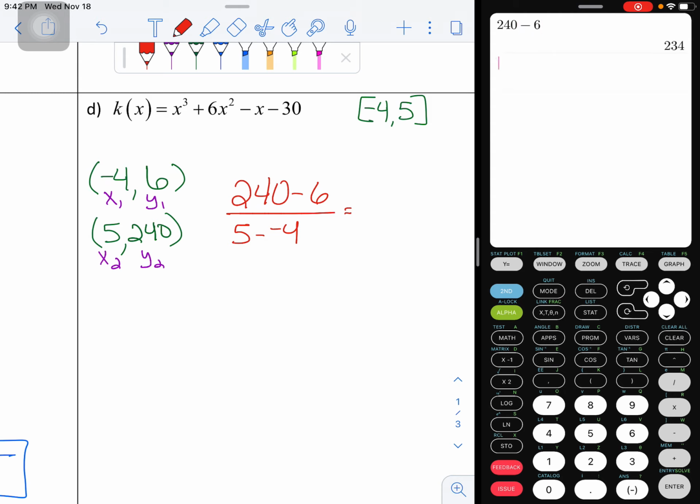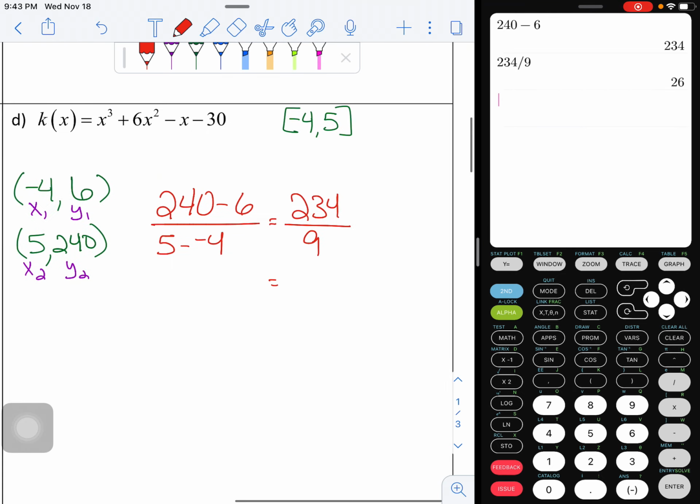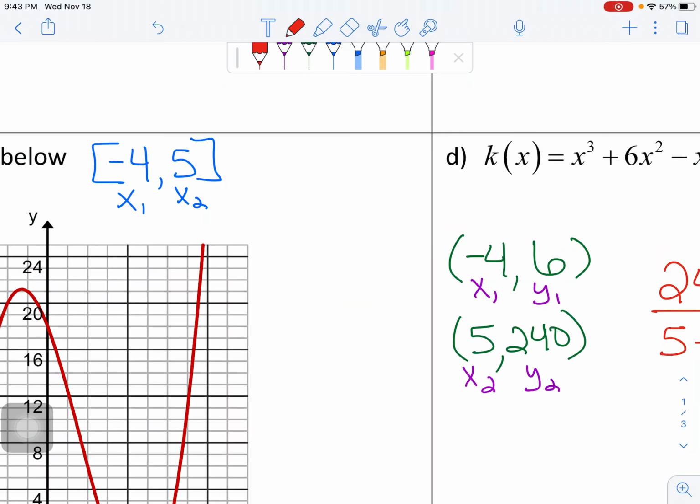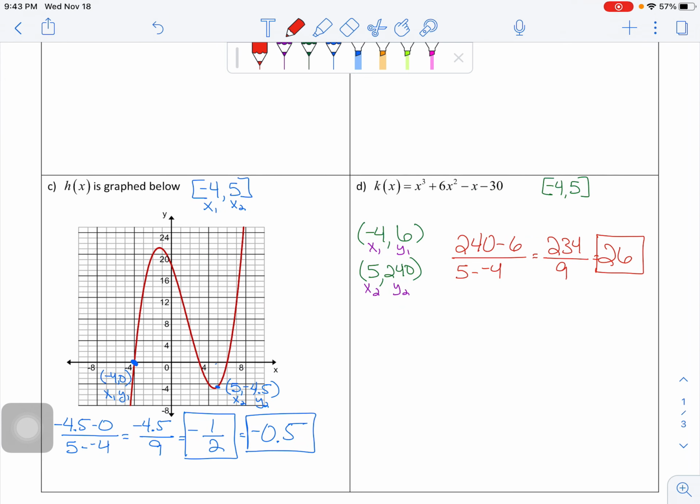So 240 minus 6, let's make sure I do that right. That's going to be 234 over 5 minus negative 4, which is 9. So let's see what happens when I take 234 and divide it by 9. Whoops, not 99. Let's delete one of those 9s. And this answer is equal to 26, which actually divided out really nicely for us there. So I'm going to be done with the calculator here, and I'm going to go ahead and close that out.